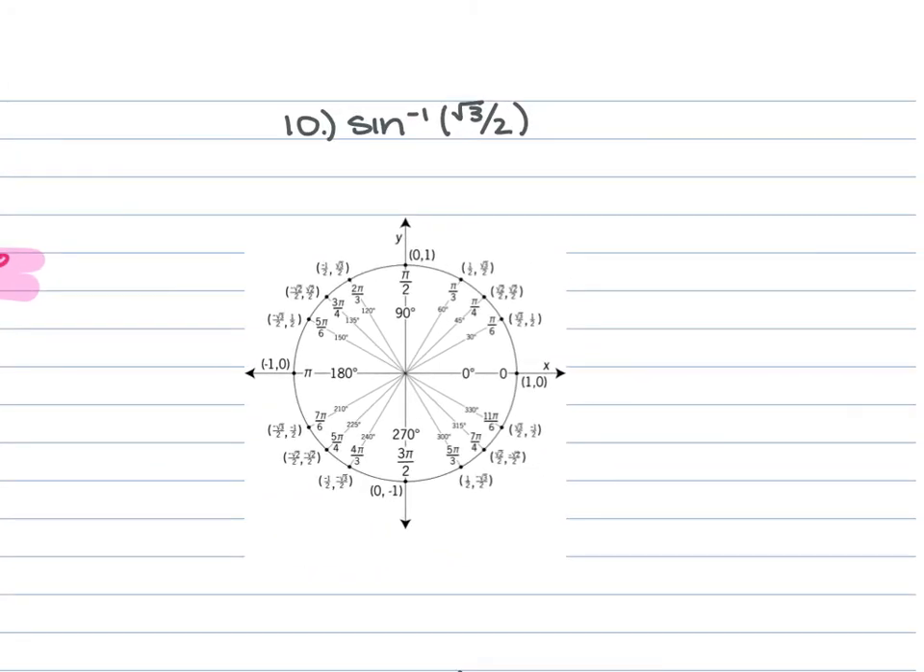For 10, we have the inverse sine of the square root of 3 over 2. So where is y equal to the square root of 3 over 2 in the first or the fourth quadrant? So the square root of 3 over 2 for y is here. So that's pi over 3 or 60 degrees.